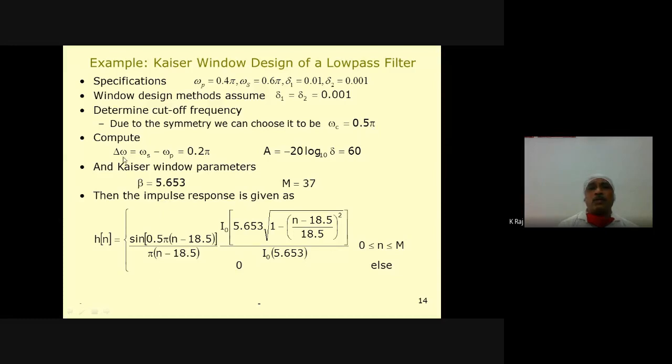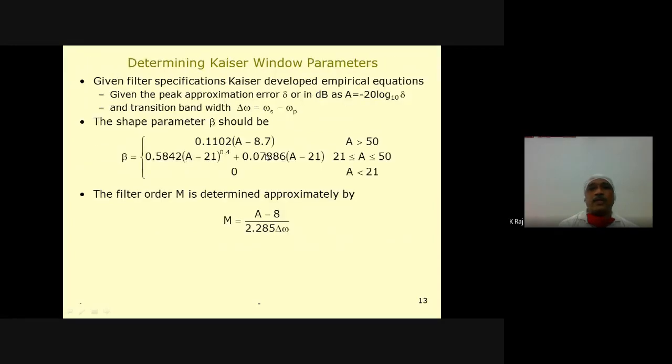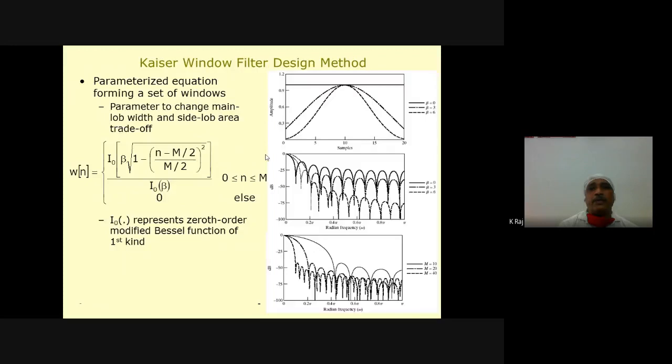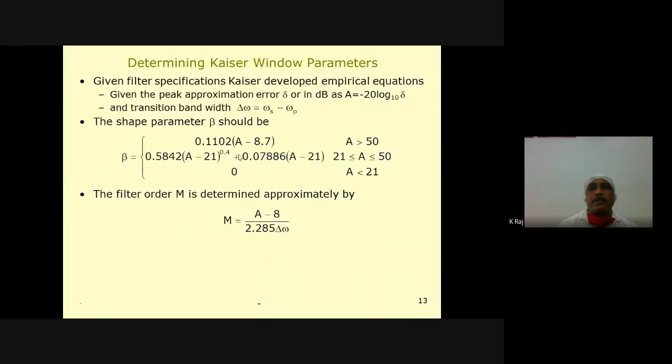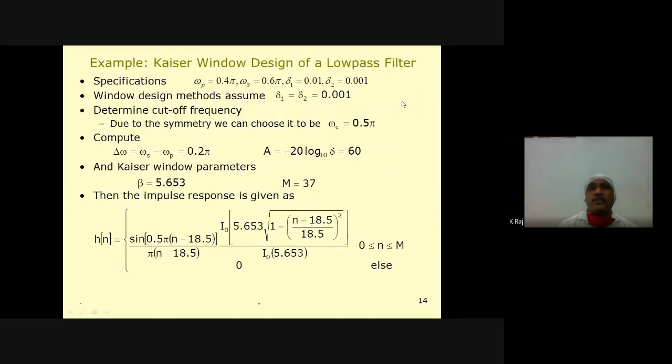Now compute delta omega, omega s minus omega p. What is omega s minus omega p from the specification? Then we will find it is 0.2 pi. Now A, just come to the previous slide, how will A be calculated? A is equal to minus 20 log 10 base delta. Delta is given, that is delta 1 and delta 2 are given. So we will calculate A, and it becomes 60.